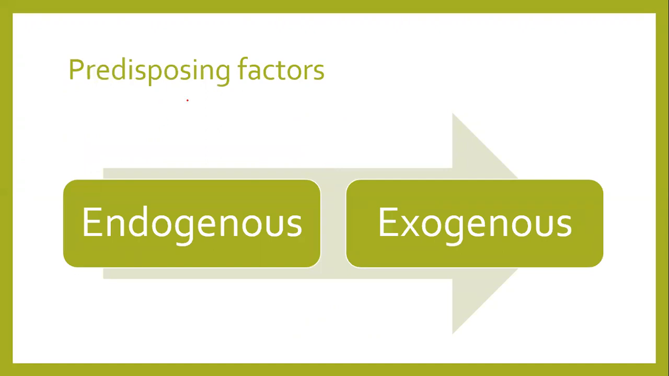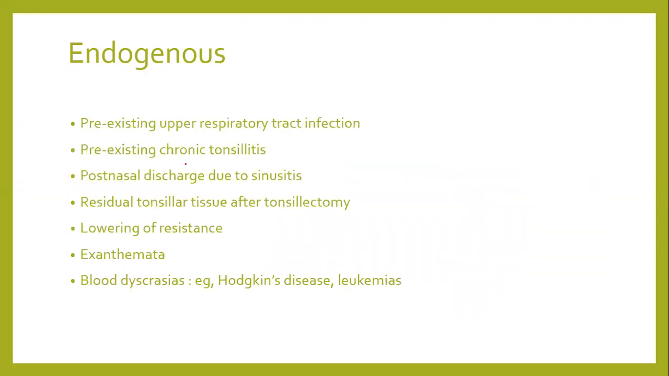The predisposing factors include endogenous factors and exogenous factors. The endogenous factors include pre-existing upper respiratory tract infection, pre-existing chronic tonsillitis, postnasal discharge due to sinusitis, residual tonsillar tissue after tonsillectomy, lowering of resistance, exanthemata, and blood dyscrasias, for example Hodgkin's disease and leukemia. Endogenous factors means the factors responsible for developing tonsillitis, or nearby structures that are infected, so it can extend into the tonsils.